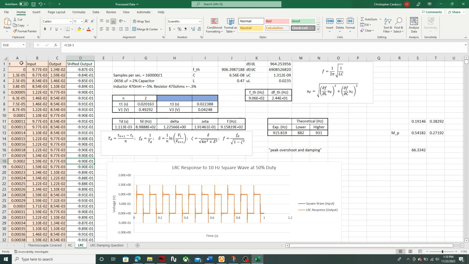Alright, so the CSV will give you 3 columns: time, input, output. This will be your square wave. This will be your LRC response. This is a second order system, so you should see ringing, otherwise known as oscillation. Here is your full system.